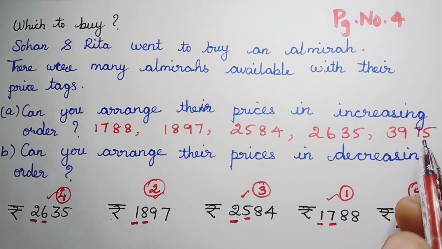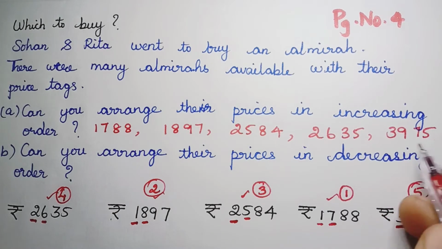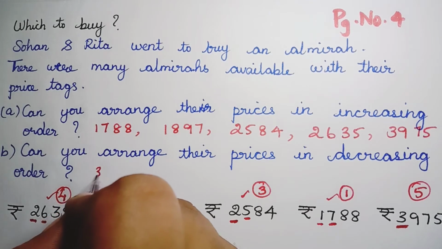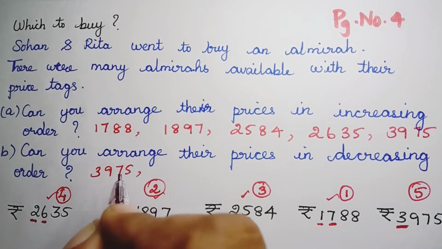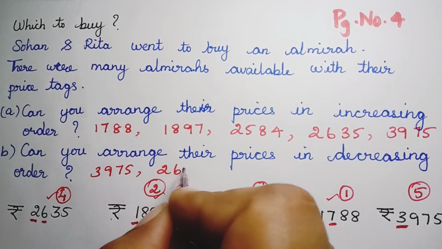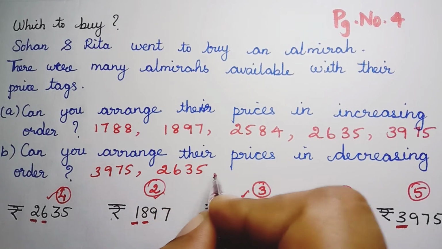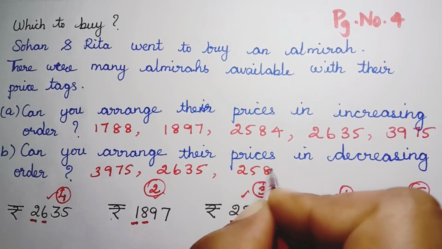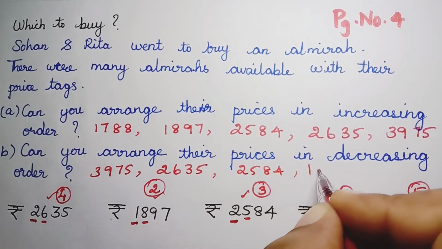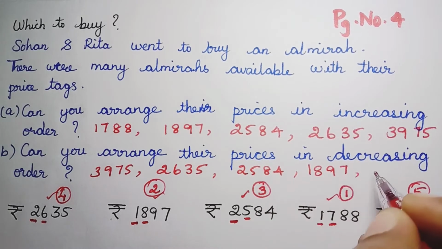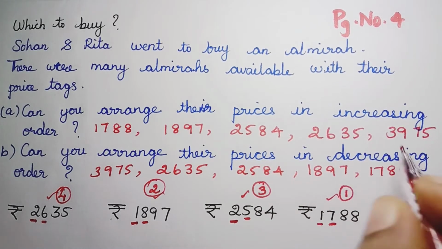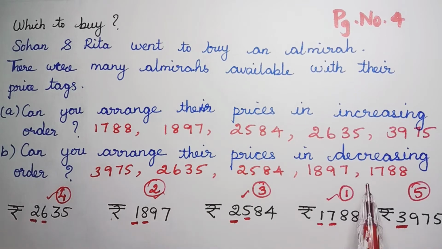For that you have to write this from the right to left. Okay, so 3975 is the highest value. Next to that is 2635 and then 2584, then 1897 and 1788. Okay, so in the decreasing order you have to write like this.